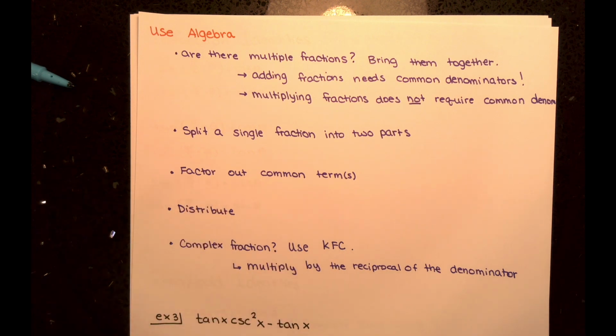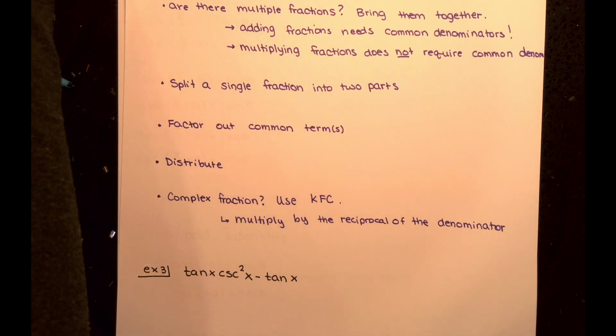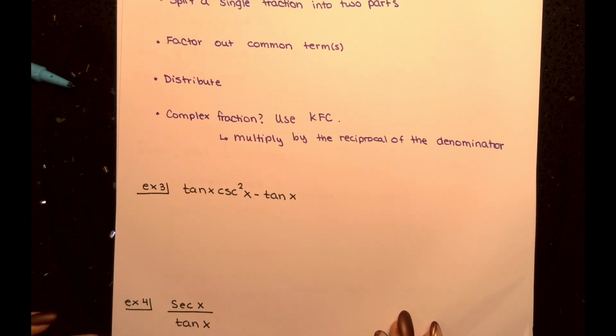Sometimes you're going to need to factor out common terms. We saw that in the previous video as well. Sometimes you're going to need to distribute. And if it is a complex fraction, so a fraction over a fraction, you're going to use the KFC method. You're going to multiply by the reciprocal of the denominator. Your keep, change, flip. Let's go and do an example.